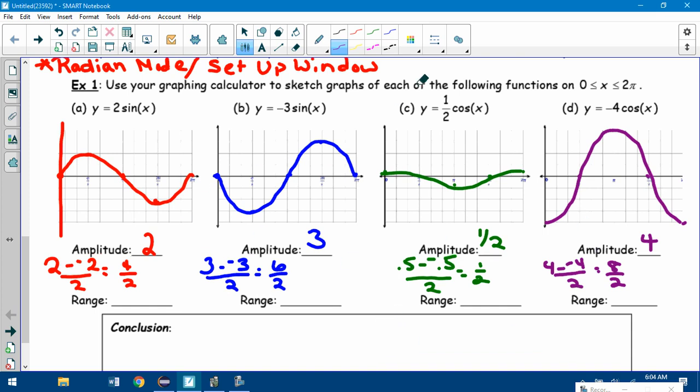What's the range of all these graphs? What's the low to high? For the red graph, it's -2 to 2, with brackets always, because it does hit those values. The blue graph is -3 to 3. The green graph would be -1/2 to 1/2. And the purple graph would be -4 to 4.